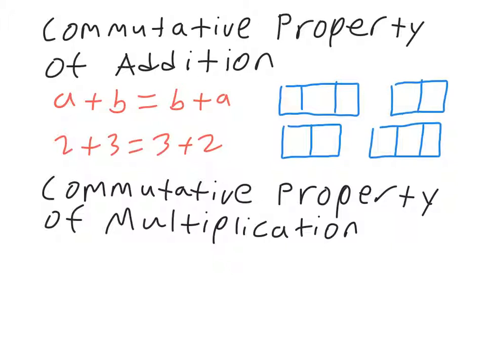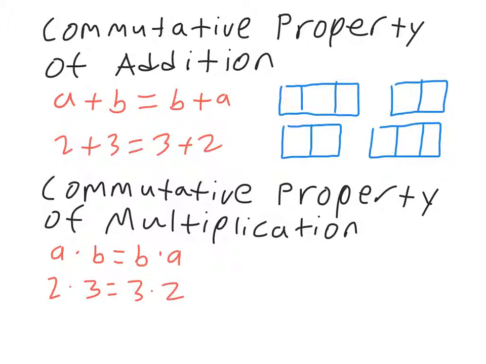If you have, say, some number a times some number b, that's the same thing as saying b times a. Commutative property also works in multiplication. Order doesn't matter. So 2 times 3 is the same thing as saying 3 times 2.